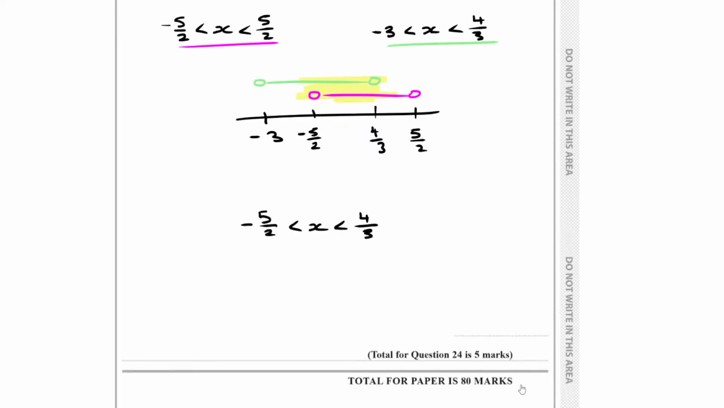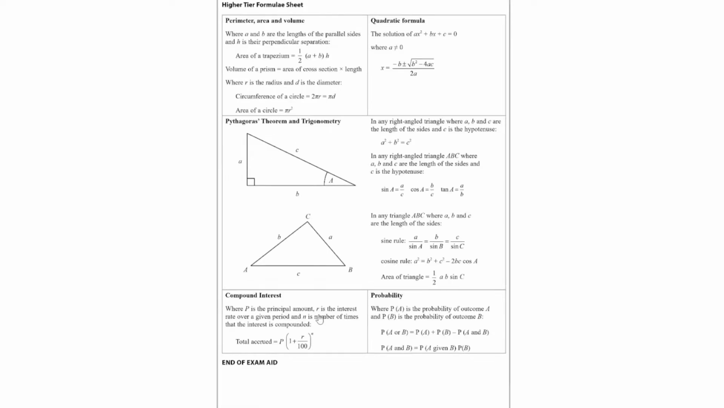So as you can see, total for the paper is 80 marks. That's the end of the questions. If you need any of the formulas, I think the formula sheet is here at the end. You can always obviously refer to the formula sheet for any of those questions. Otherwise, that is everything on the June 2023 paper 1H, the higher tier paper.